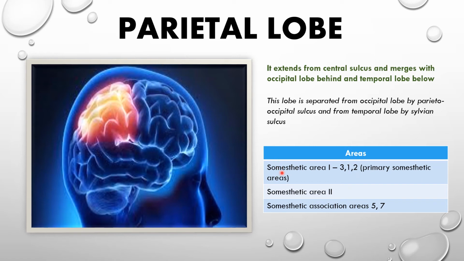The main areas of the parietal lobe are the somesthetic area 1, which is areas number 3, 1, 2. This is the primary somesthetic area. It is also called the sensory area. The frontal lobe is mainly concerned with the motor area. The parietal lobe is mainly concerned with the sensory area. It also has somesthetic area 2 and the somesthetic association area. So what are all the functions of the parietal lobe?